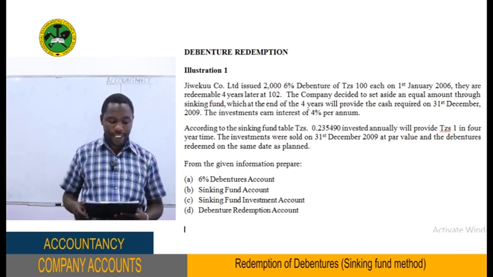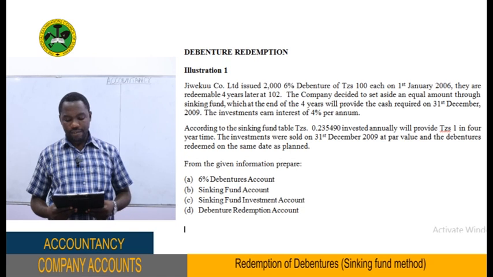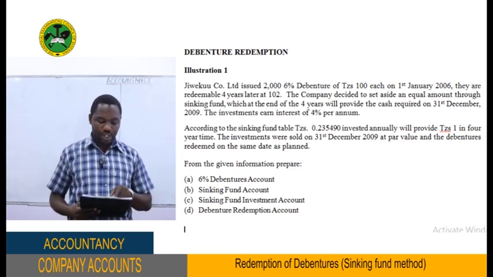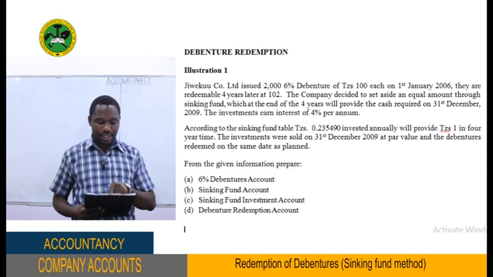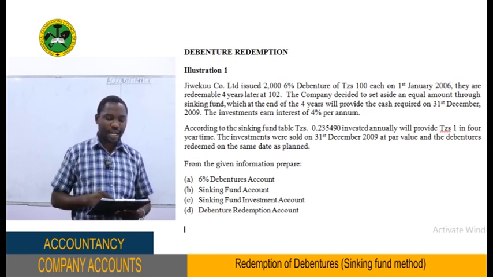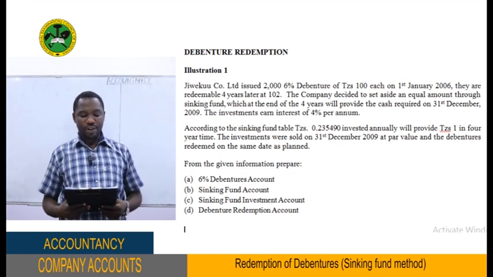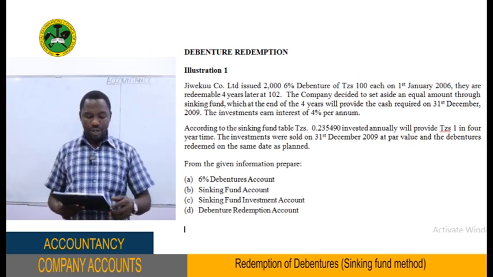And of course, if you go through paraphrasing the question, this redemption was financed by the sinking fund. So we are going to set aside a sinking fund. How much will it be set aside each year? So we are going to compute the amount repayable first. And of course, we are going to multiply with the given figure, that is TZS 0.235490. So that is where we are going to get the actual amount to be set aside each year. And of course, we are told that this amount was invested in outside securities, and after the end of 4 years, the debenture was redeemed as planned. Let us now see how we can open these accounts.